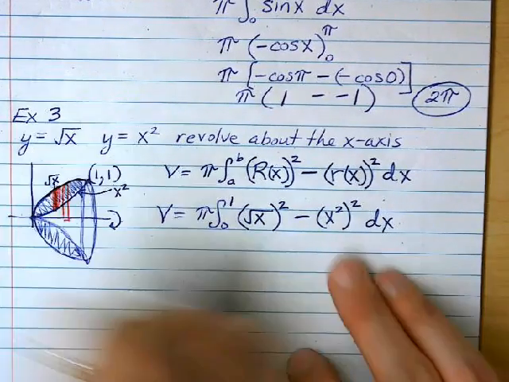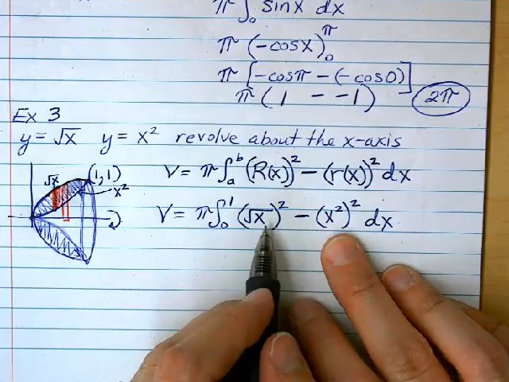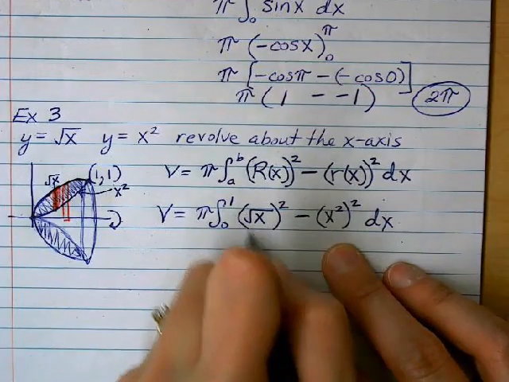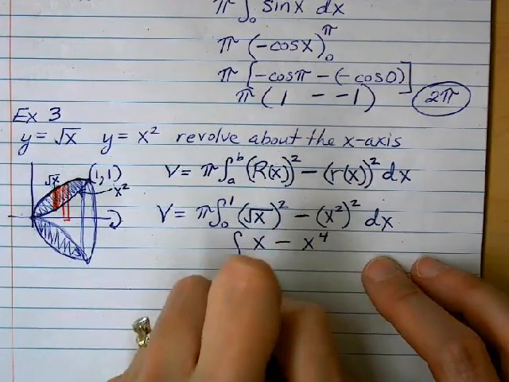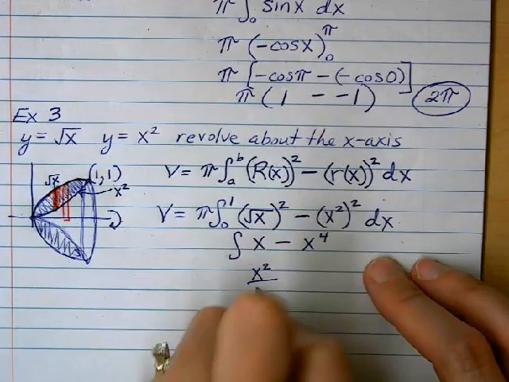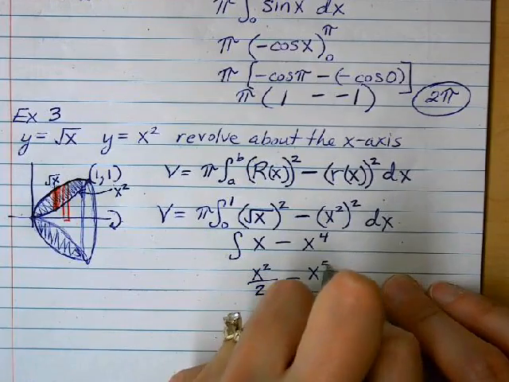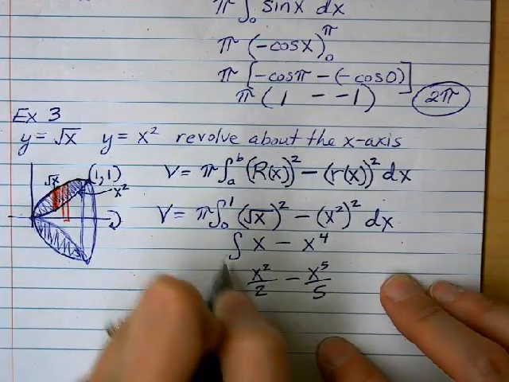So if you square this, you just get x. If you square this one, you get x to the 4th. Now you can integrate it, from 0 to 1. Bring along that pi symbol, don't forget that.